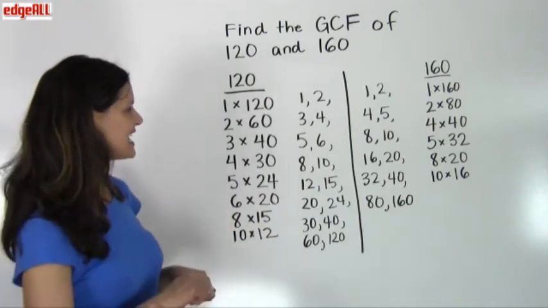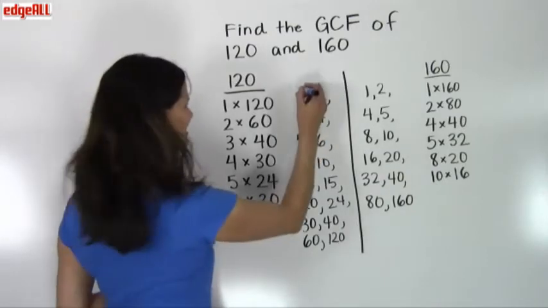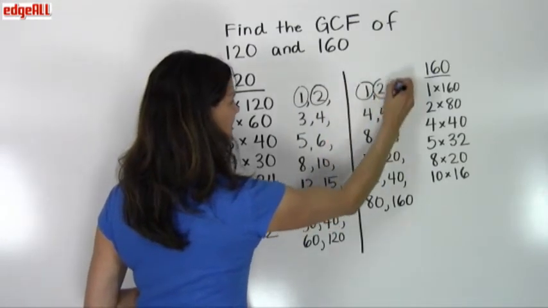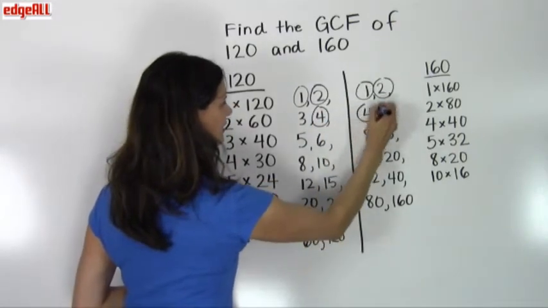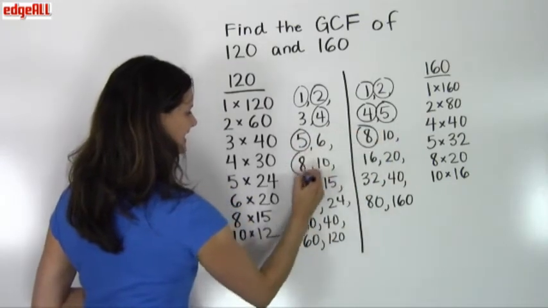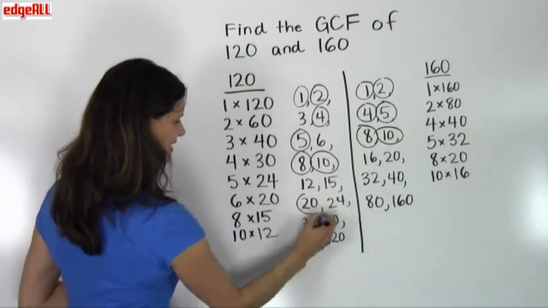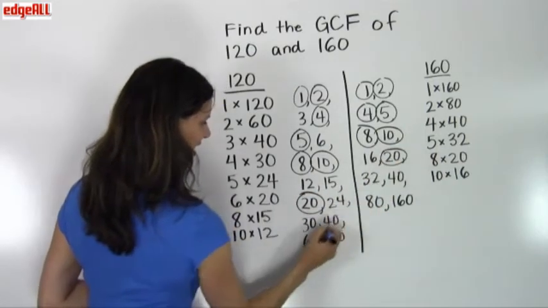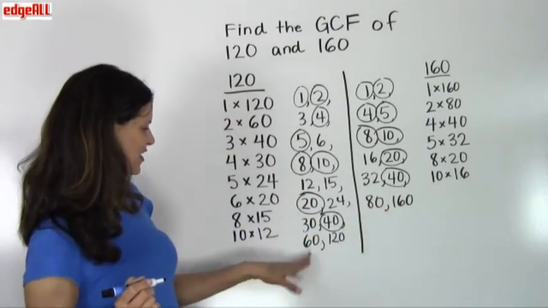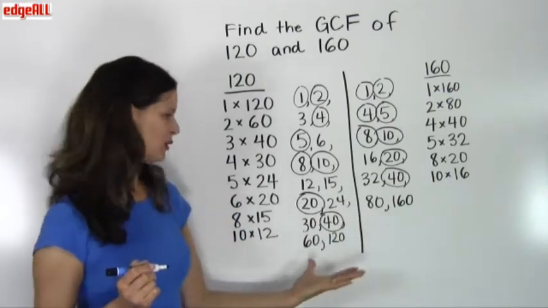And so we can see that listed out like this, we can circle the common factors of 1, 2, 4, 5, 8, 10, 20, 40, and that is it. No, there are no larger numbers than 40 that exist on both lists.